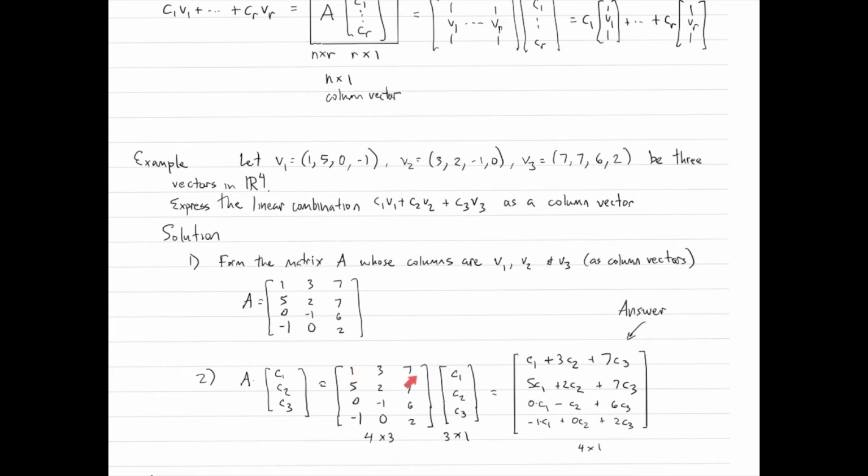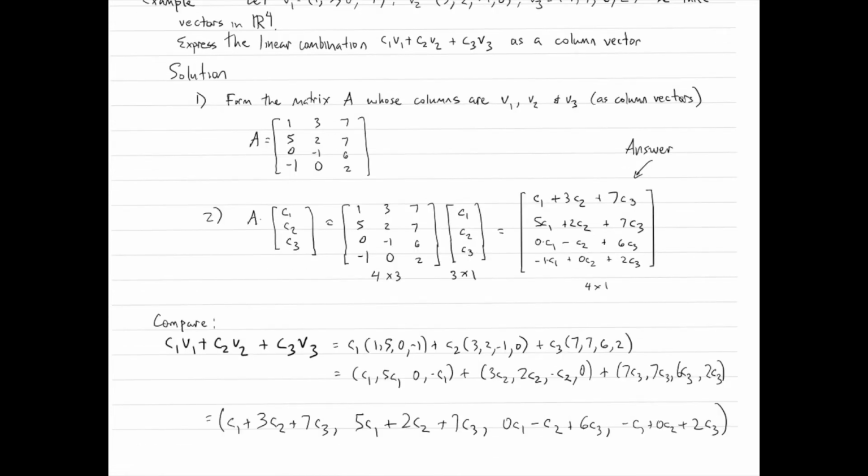So I've got this row 1, 3, 7 dotted with this column vector here, gives me C1 plus 3C2 plus 7C3, and so on. So I'm taking a 4 by 3 matrix, multiplying it by a 3 by 1, and so the answer is going to be a 4 by 1, 4 rows, 1 column. So this is a single column vector, and that's, again, what I'm expecting. And then similarly, doing the rest of the matrix multiplication, you get this answer. So this is the final answer.